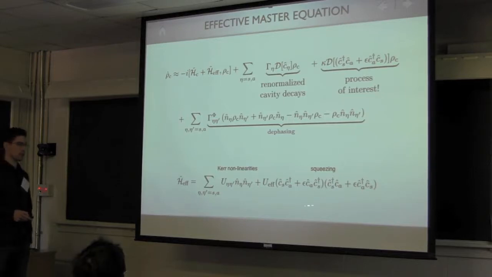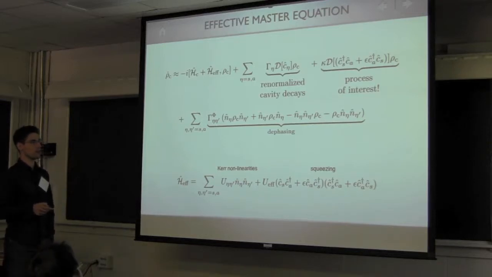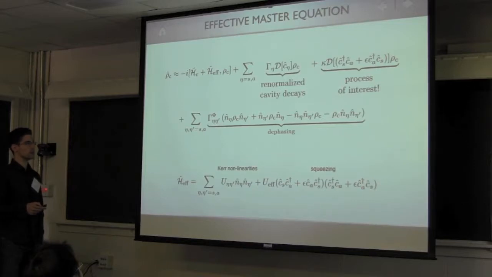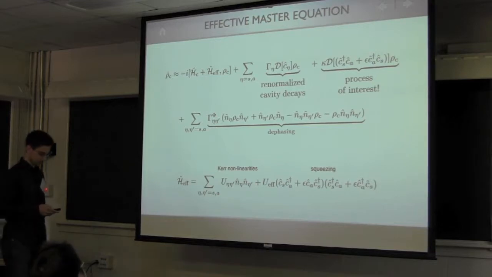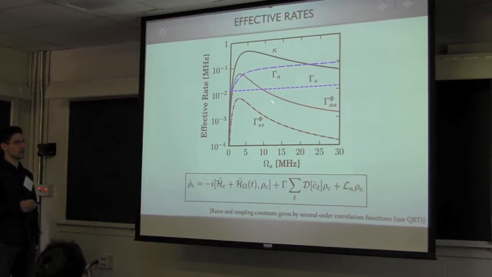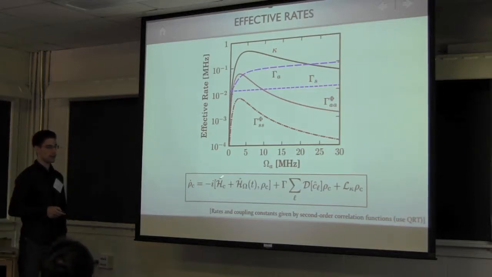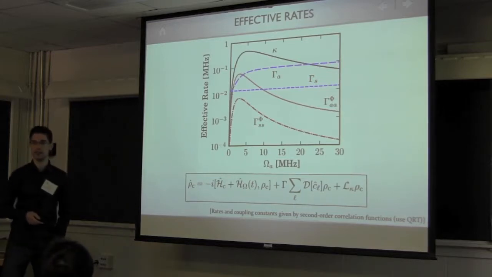So this effective Hamiltonian is already very interesting, but in this work I will be focusing just on the physics given by this process of interest, and therefore I will consider a regime in which kappa is much larger than the other energy scales, namely the interactions U and the decay rates gamma of dephasing and cavity decays. And it can be shown that indeed there is a regime in which kappa dominates the dynamics, specifically dominates over the dephasing rates, which can be neglected, and therefore the effective master equation for the cavity dynamics consists of the cavity Hamiltonian, the driving part, then renormalized cavity decays for the cavity dynamics only, and then the process of interest, whose steady state is the Bose-Einstein condensate.